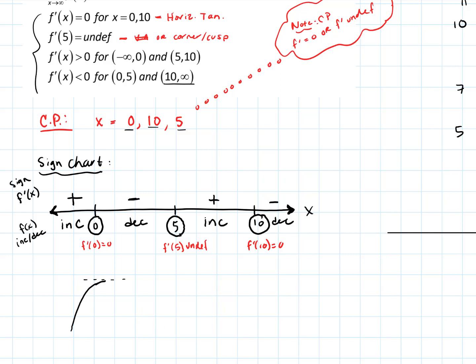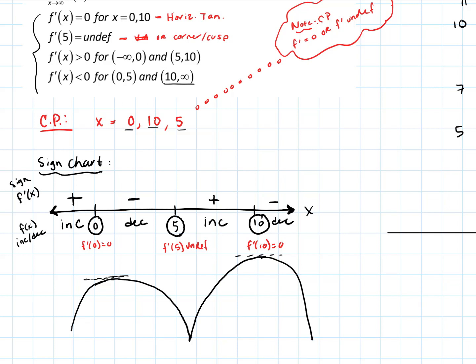I need to make my graph a little bit wider there. It decreases till it gets to 5, and then it starts to increase. It has to be a corner or a cusp because the derivative is undefined. So I couldn't curve that like this, because I know the derivative is undefined. It doesn't have a horizontal tangent line. So it had a horizontal tangent line at 0, but it has a corner or a cusp at 5. Then it's going to increase until it gets to 10. When it gets to 10, it again has a horizontal tangent line, something like that. And then it goes down.